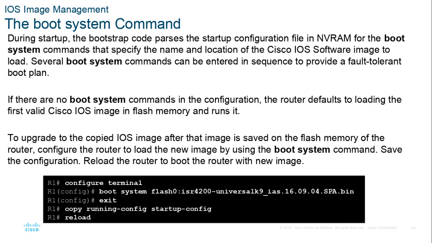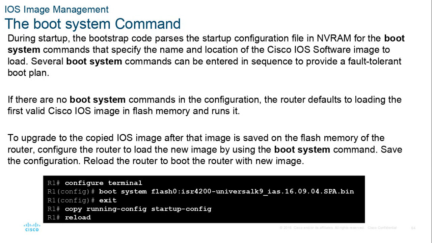So whenever the device boots up, before it loads the iOS, it takes a quick sneak peek at the startup configuration file to see if there is a boot system command in it. It needs to do that so it can tell, if there's more than one iOS image on the flash drive, which one it should boot up. Normally you think it boots up the flash drive, boots up the iOS, and then loads the startup configuration and starts processing data. But it needs to take an advanced sneak peek at it first so it knows which one to use in case there's more than one file system on this device.